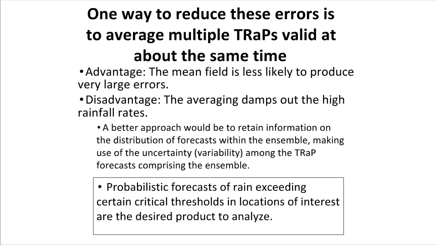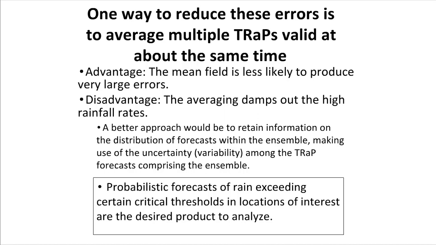One way to reduce these errors is to average multiple TRAPs valid at about the same time. This has an advantage in that the mean field is less likely to produce very large errors. However, the disadvantage is that the averaging damps out the high rainfall rates.